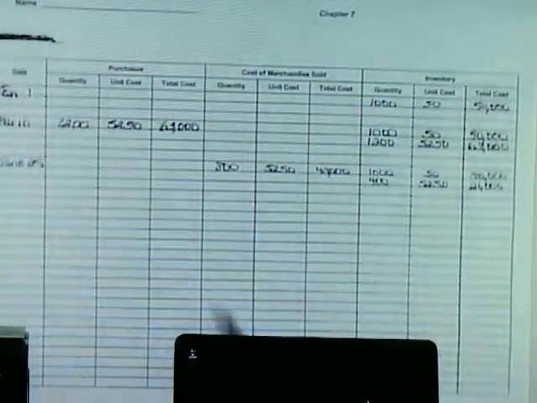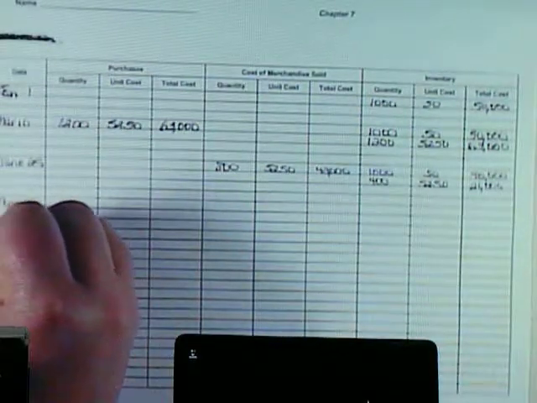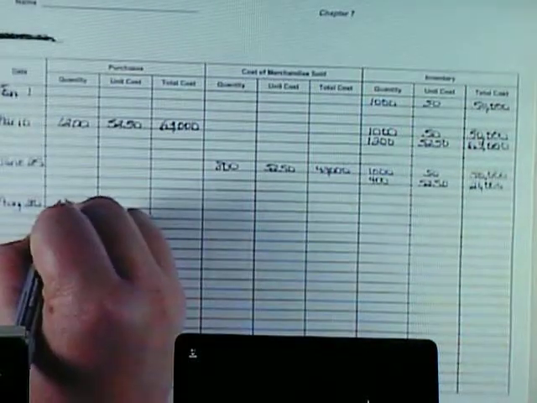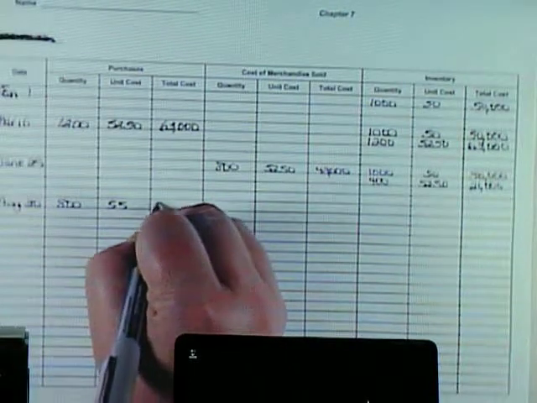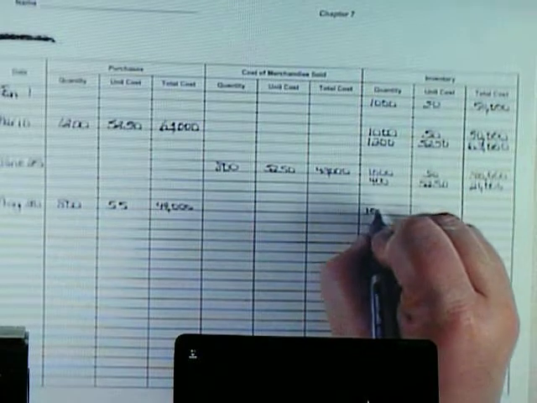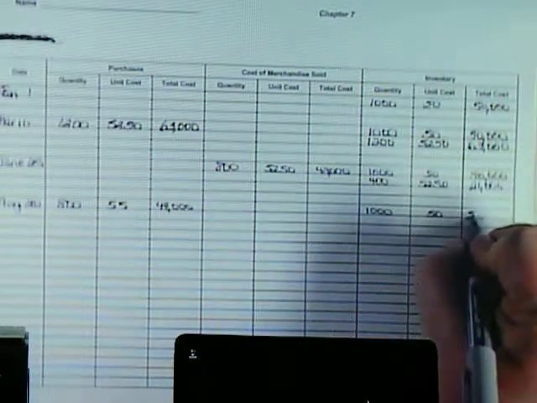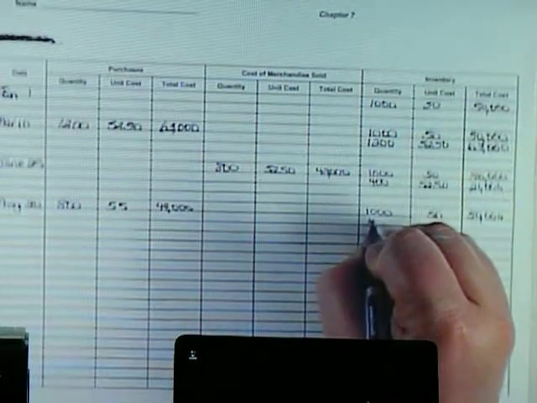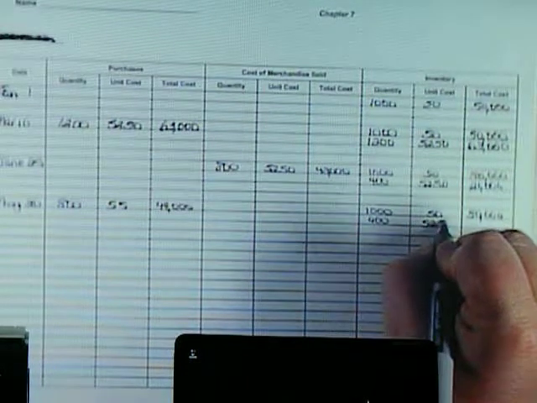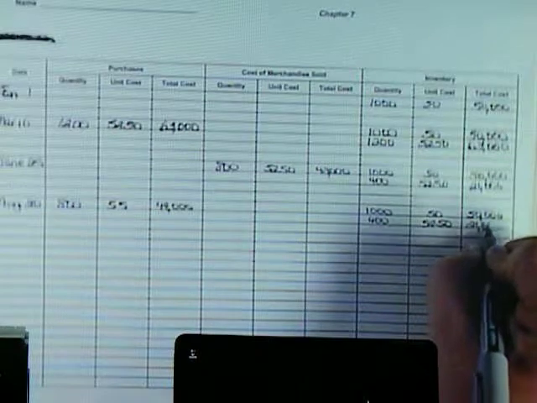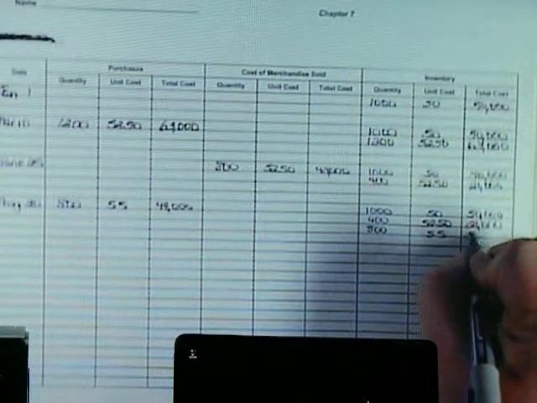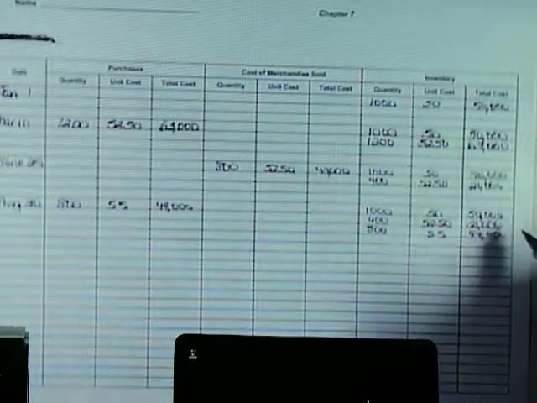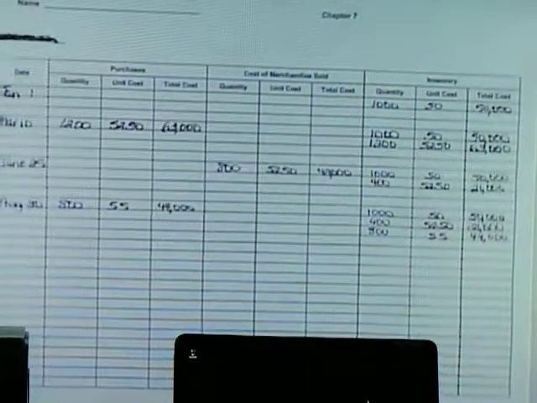Okay. On August 30th, we purchased 800 units to replace the ones we just sold. They cost us $55 a piece for a total of $44,000. I'm going to come over here and list my inventory. I have 1,000 in the $50 bin. I have 400 in the $52.50 bin. And I now have 800 in the $55 bin. And now I have 3 bins full of inventory.